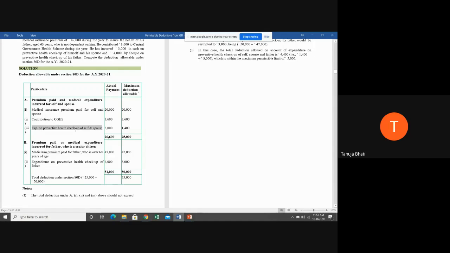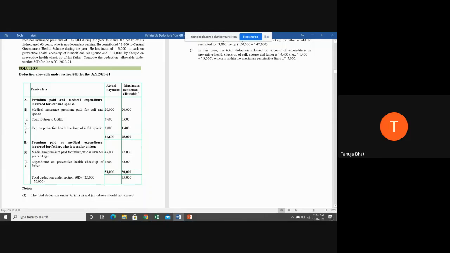Now, expenses on preventive health checkup of self and spouse. This is 3,000 here. But can he claim the full 3,000? No, because if he claims the full 3,000, the amount will become 26,600. But the maximum amount of deduction that you can claim under Section 80D for a non-senior citizen is only 25,000. So you write your 25,000. See what the difference amount is in order to make this total 25,000. So out of 3,000, he can only claim 1,400. So the maximum deduction that he's going to get is 25,000 for himself and spouse.